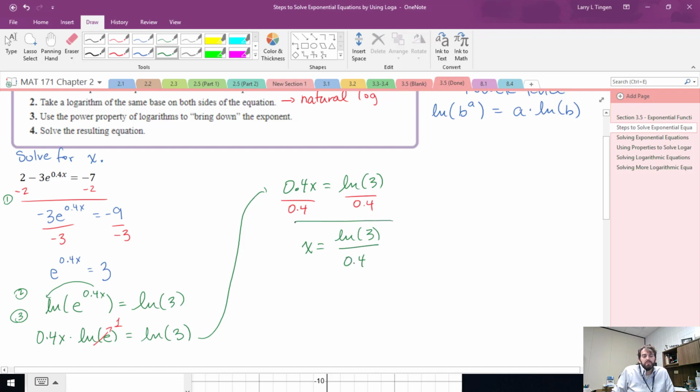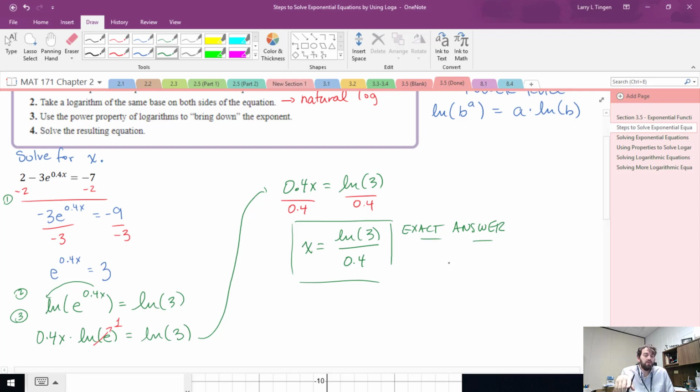If you're getting your calculator out now to get that into a decimal, stop yourself, hold on tight, leave this as natural log of 3 divided by 0.4. This is called an exact answer. And we love exact answers. All right. Natural log of 3 divided by 4/10 is exact.